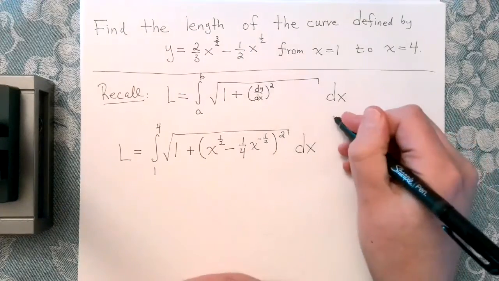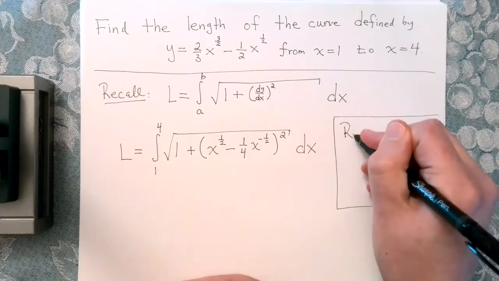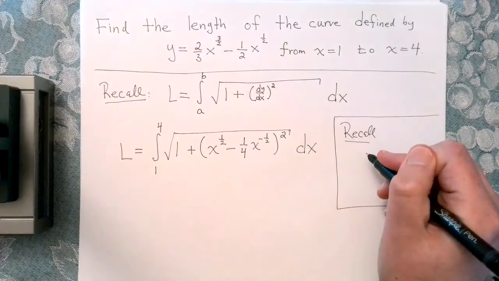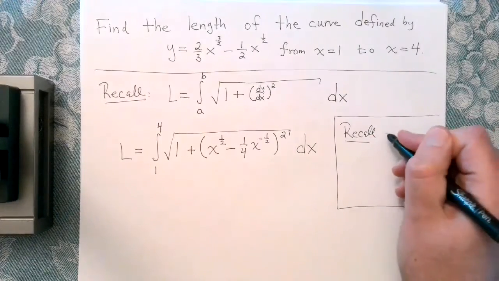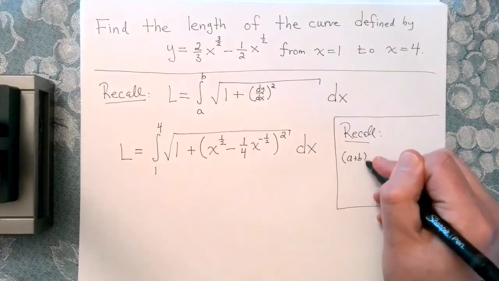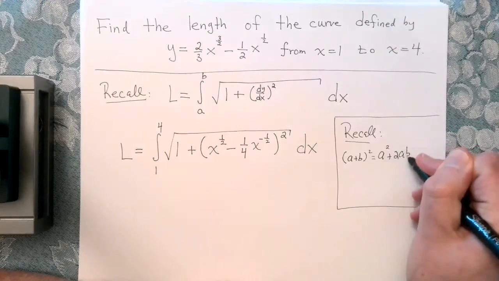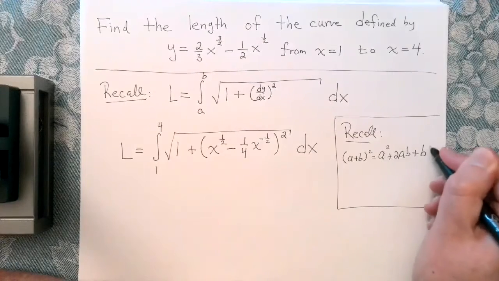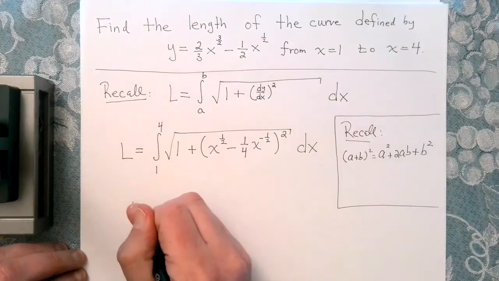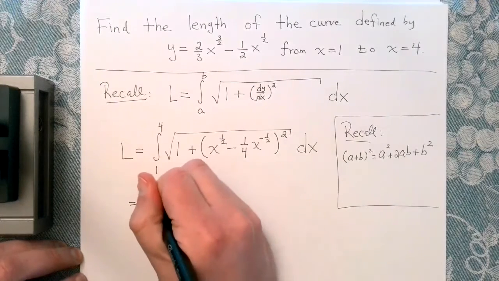So I need to square a binomial, so I want to recall the following. The quantity a plus b squared is exactly a squared, plus 2ab, don't forget that 2ab, plus b squared. Okay, so let's carry that out.